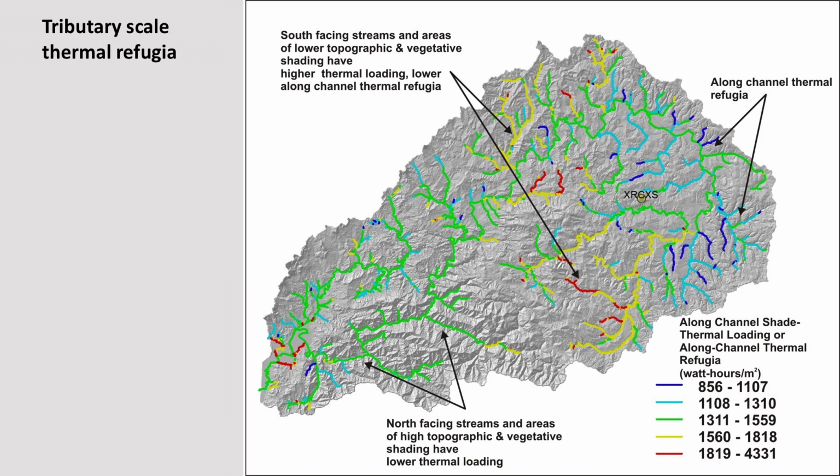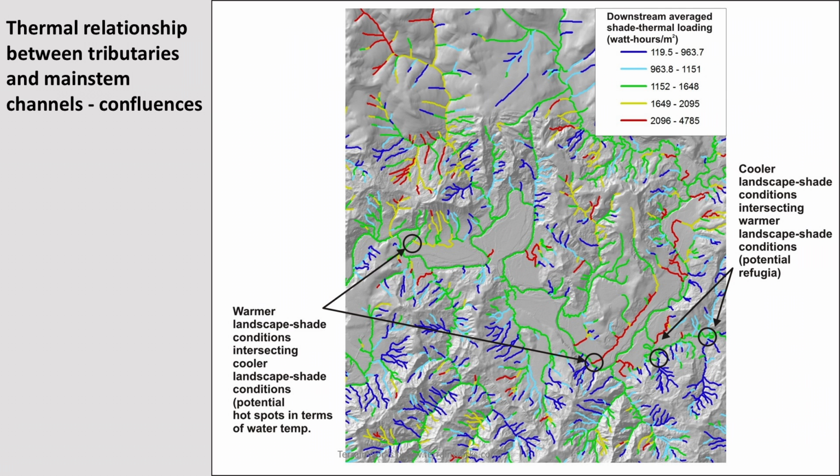So which tributaries are most likely to provide cool water, if you want to think at that scale. Some people like thinking at the entire tributary scale. The other thing is, once you have the tributary scale, it's simple to ask, where do warm temperature streams intersect cold temperature streams from a thermal loading point of view? And so now you just look at all the tributary confluences, where the warmer color streams are intersecting cooler color streams. That's a warm water spot.